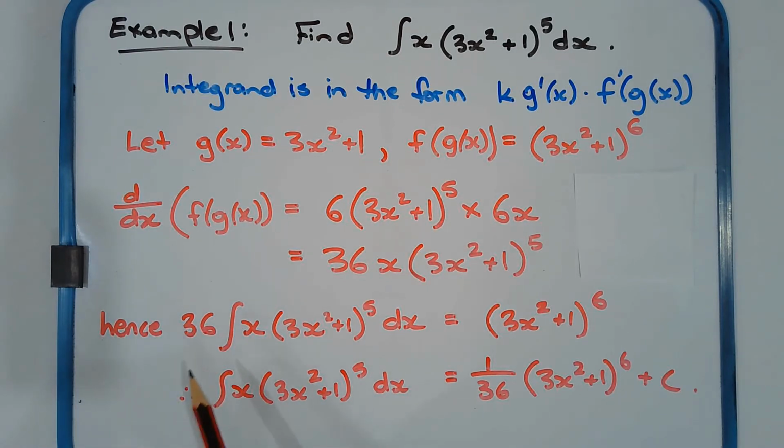Hence, 36 times the integral of x multiplied by 3x squared plus 1 to the power of 5 dx must equal 3x squared plus 1 to the power of 6. Of course, there'll be a plus c somewhere, but we'll include that at the end. Therefore, dividing both sides of the equation by 36, we have the integral of x times 3x squared plus 1 to the power of 5 dx is equal to 1 over 36 times 3x squared plus 1 to the power of 6 plus the constant c.